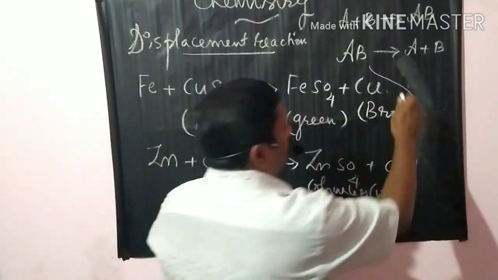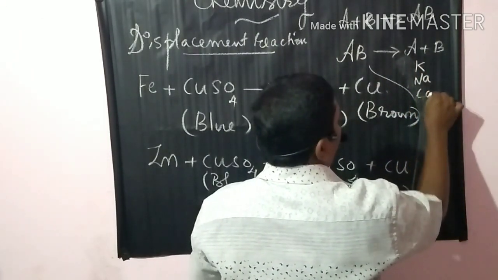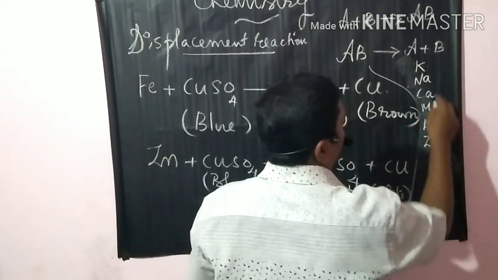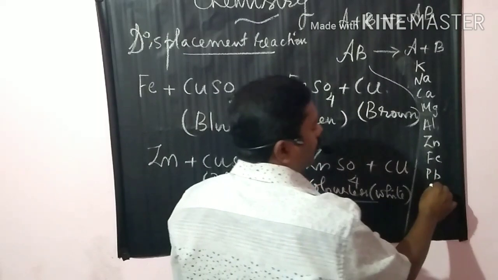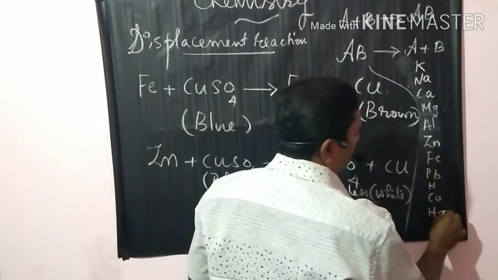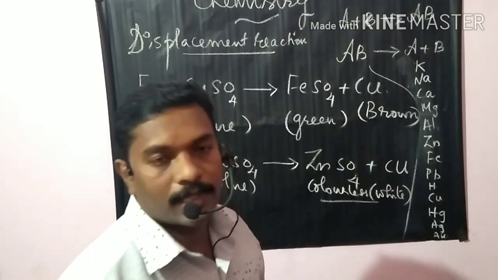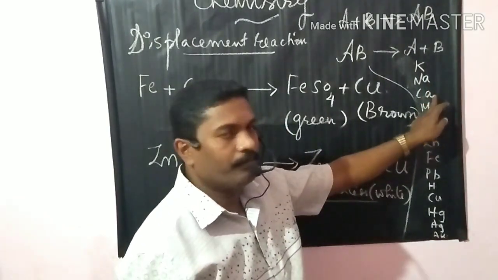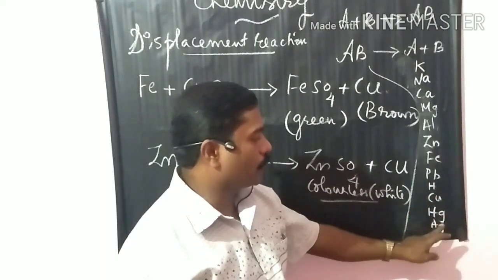The metals are potassium, sodium, calcium, magnesium, aluminium, zinc, iron, lead, hydrogen, copper, mercury, silver, gold. These are the metals in the reactivity series. Potassium, sodium, calcium, magnesium, aluminium, zinc, iron, lead, hydrogen, copper, mercury, silver, gold.